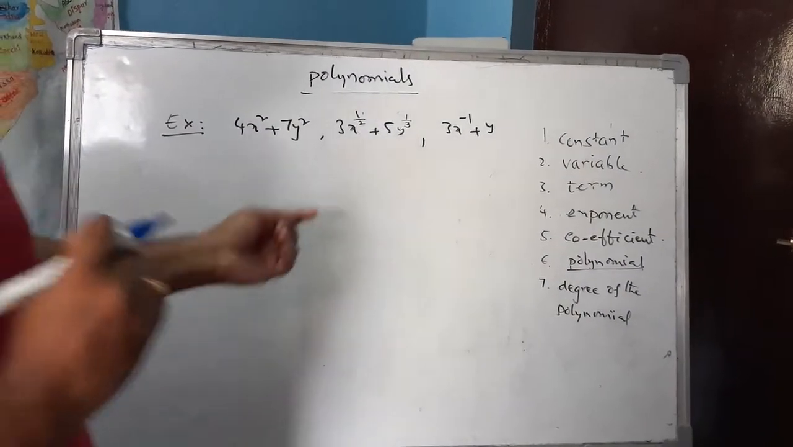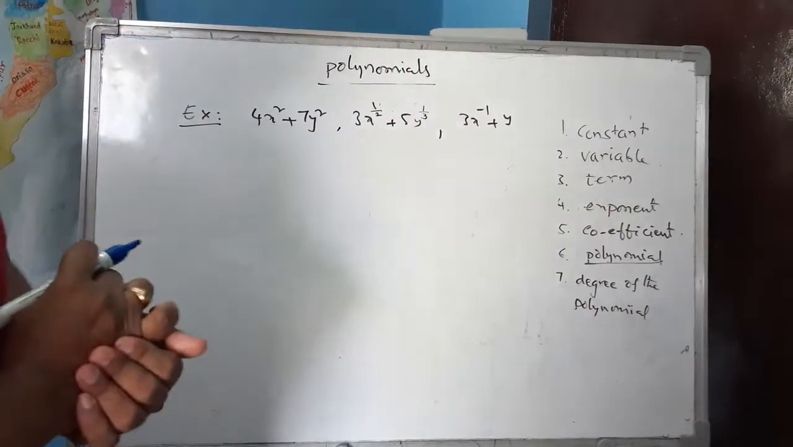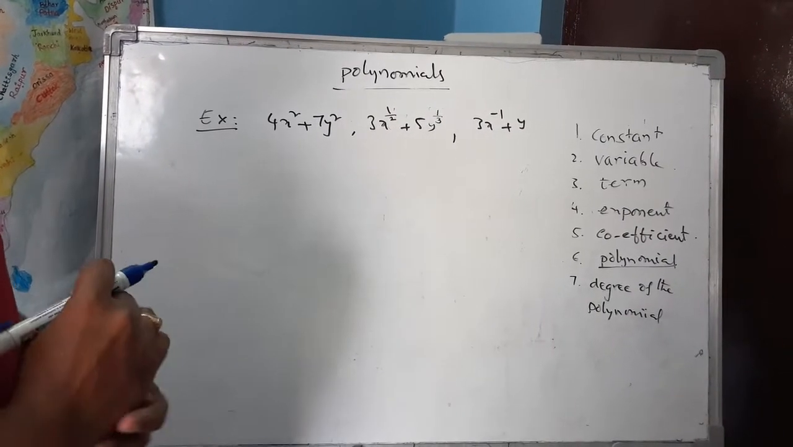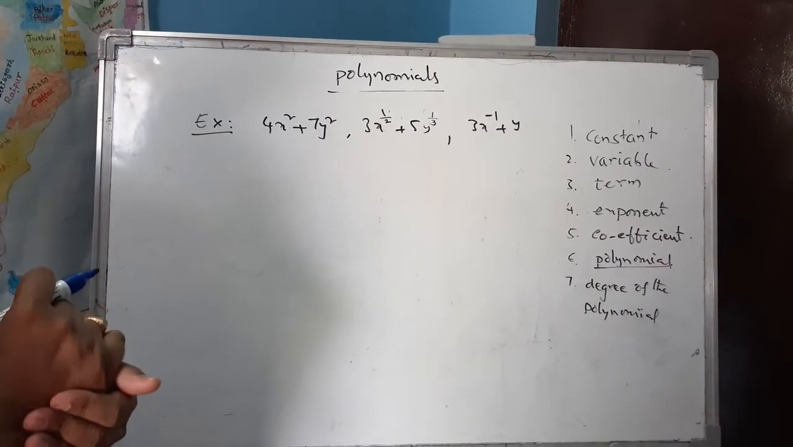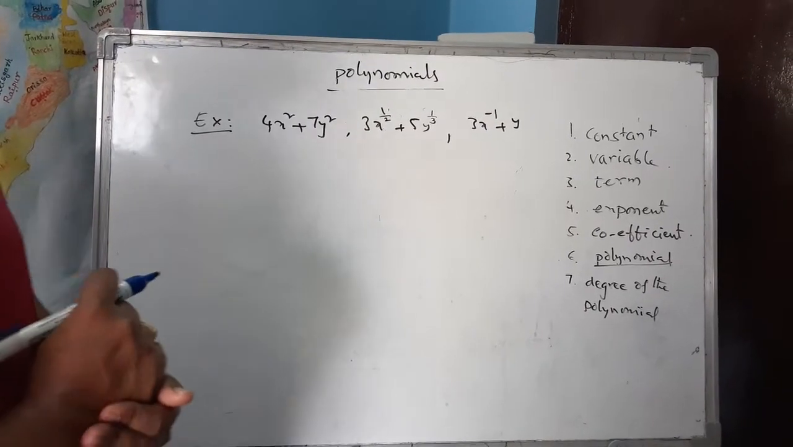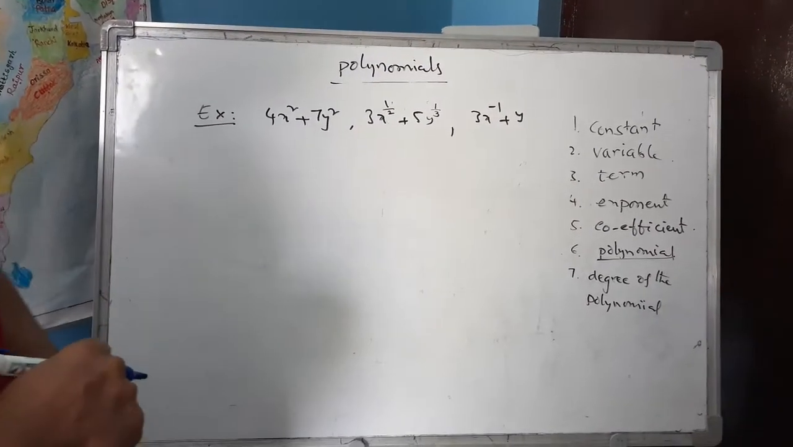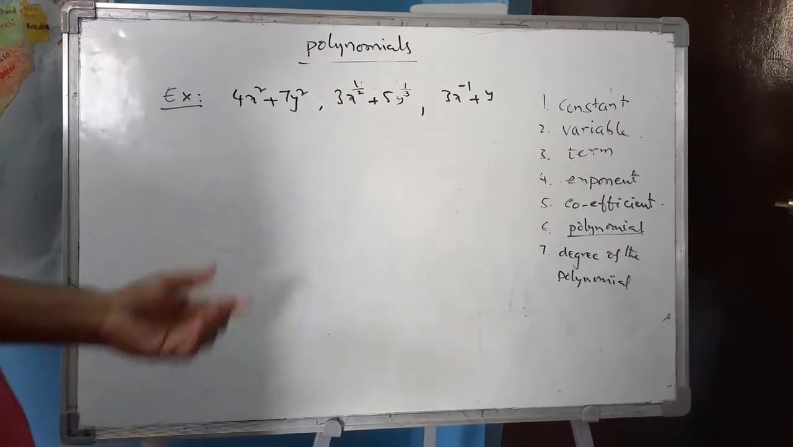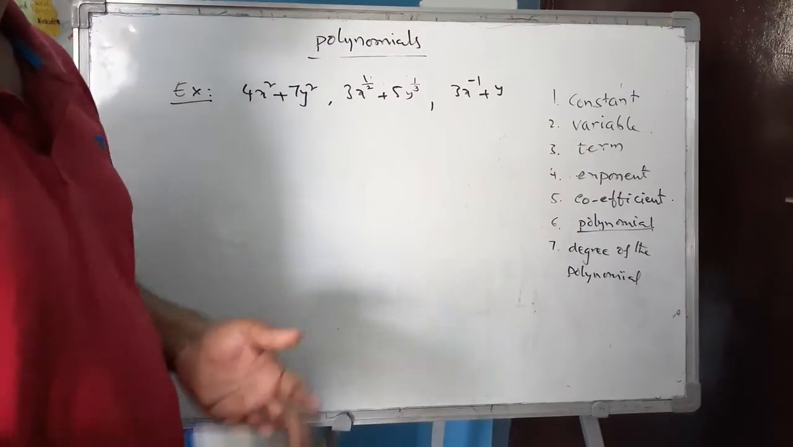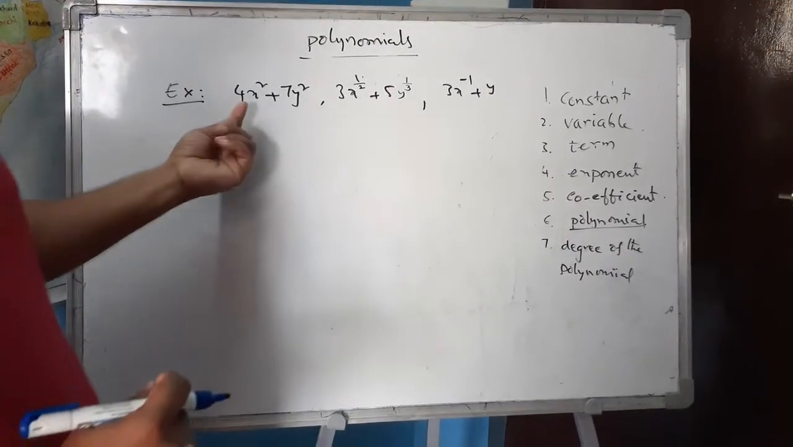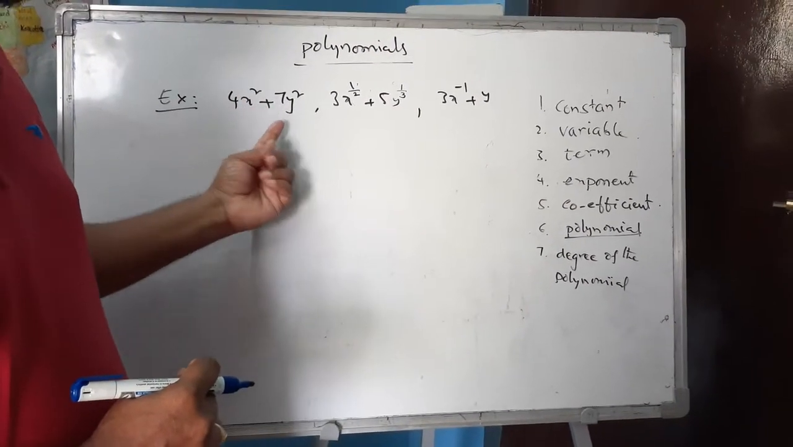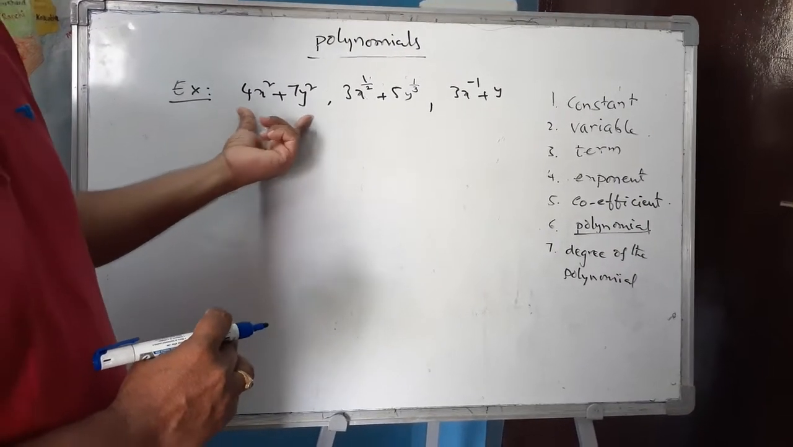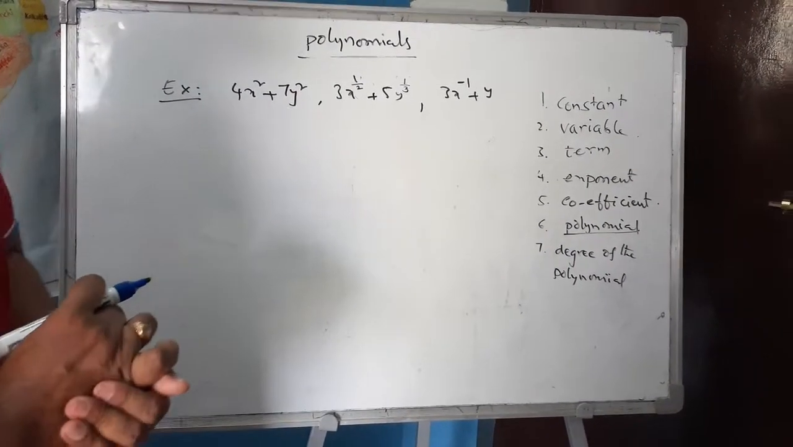Now we are going to discuss the polynomial. A polynomial is also an algebraic expression, but it has the condition that the power of the variable should be a non-negative integer. If the power of the variable is a non-negative integer, then the algebraic expression is known as a polynomial. So here x to the power of 2 is an integer, y to the power of 2 is also an integer. So this algebraic expression is known as a polynomial.